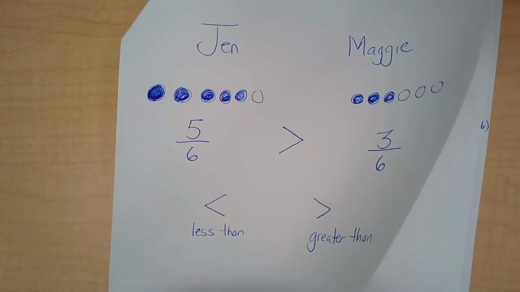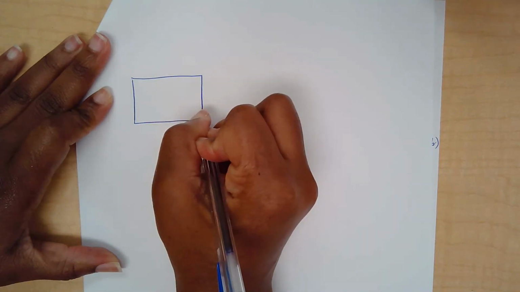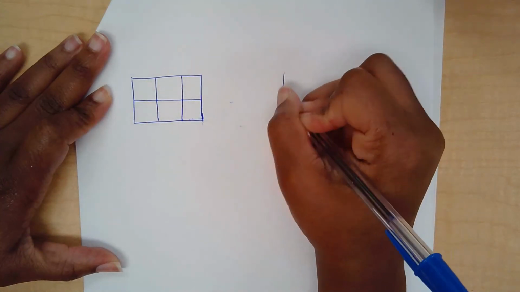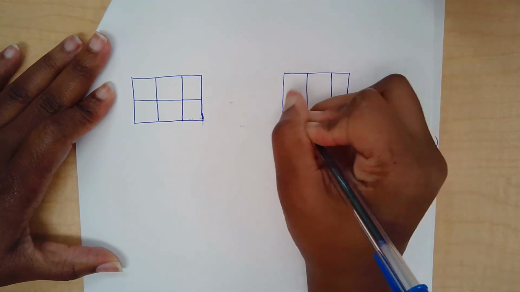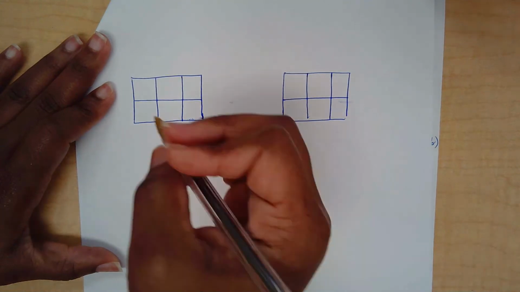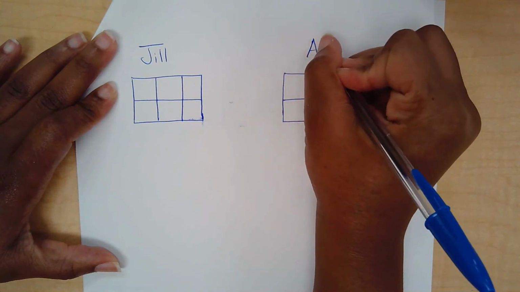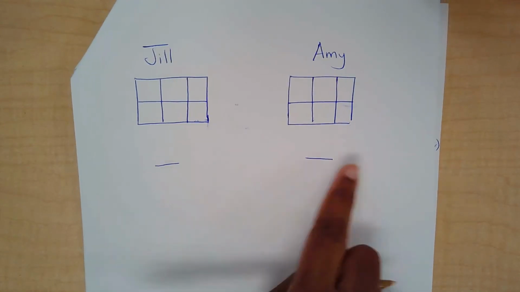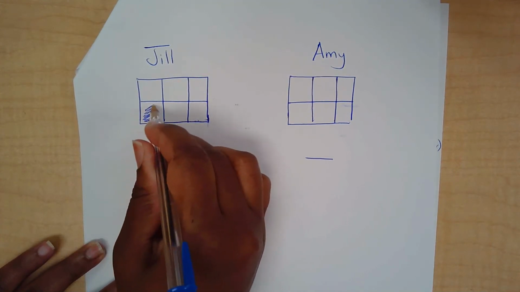Let's do one more activity. Let's look at these books that were bought. These books were bought by Jill, and these were bought by Amy. Yes, Jill and Amy. Now, why did I put these here? Because I'm going to ask for the fractions for both. So let's look at this.